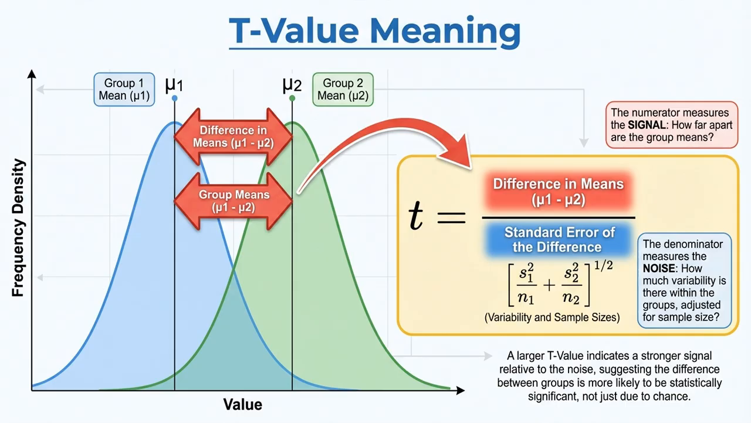Let's delve into what the t-value actually means. Our main goal is to figure out if the average values of two groups are the same or different. We set up a statistical hypothesis to test if the difference between the means of these two groups is equal to 0 or not. The difference we're interested in is in the numerator of the t-value formula.